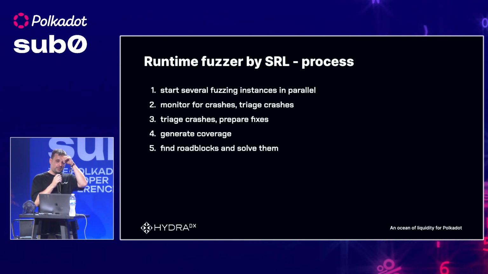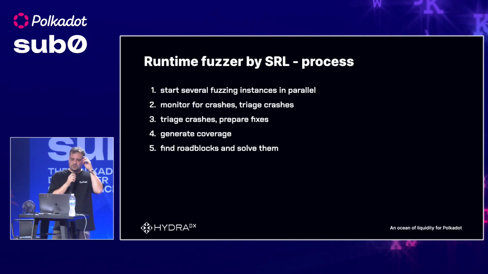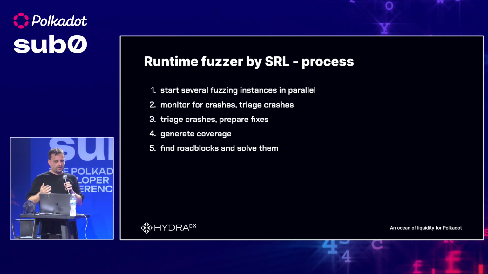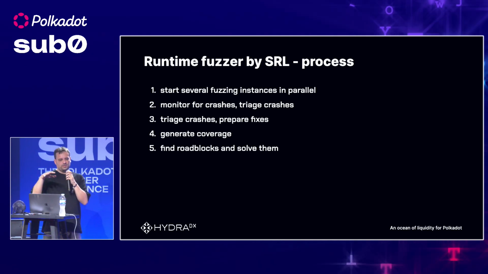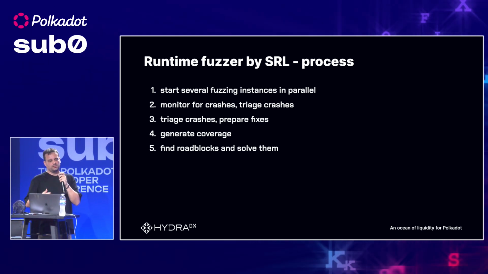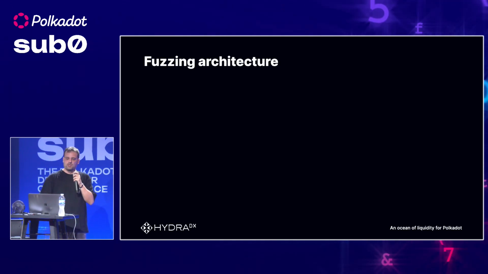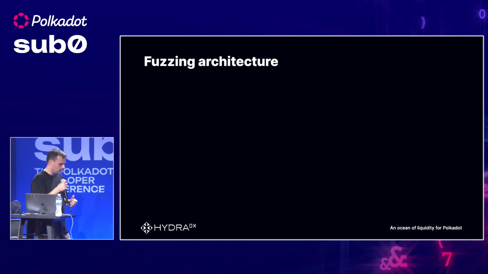It also helps you triage the crashes. So if it detects multiple duplicates, it can just report one, and it generates the coverage. I already mentioned that using the coverage, you can discover what roadblocks it has, and then you can decide how you want to solve them. So this is just a brief overview of what fuzzing is.